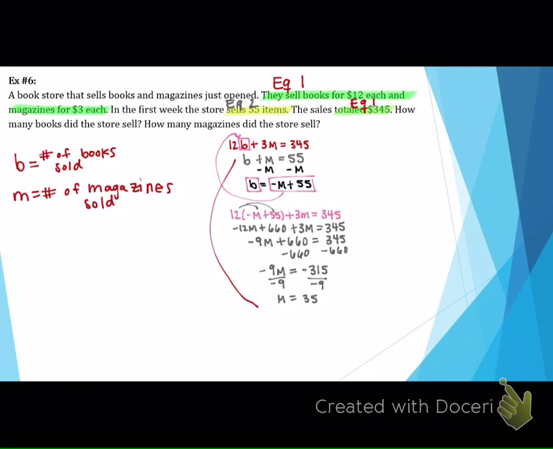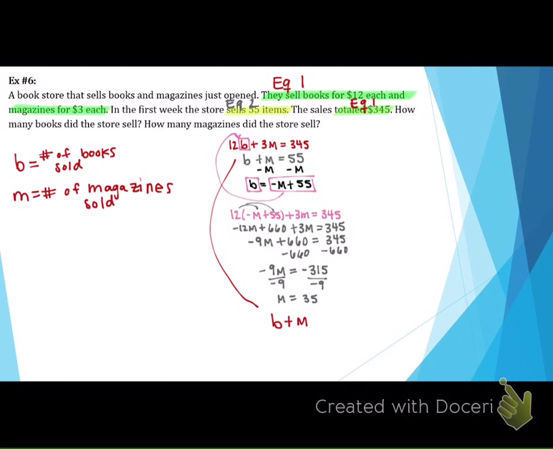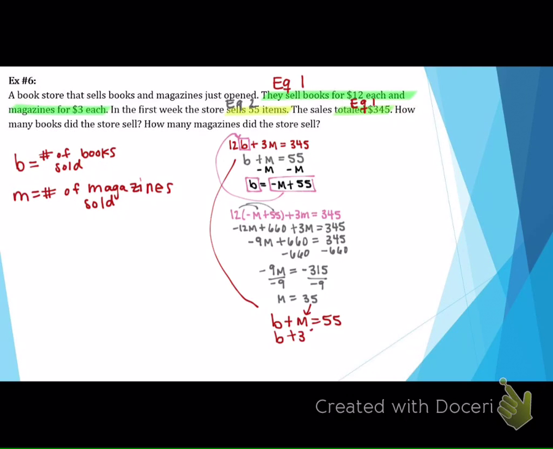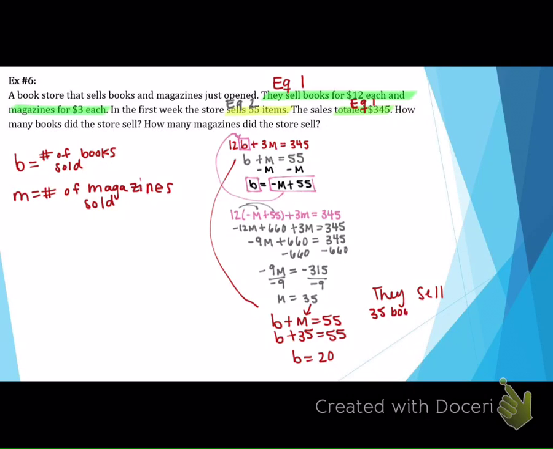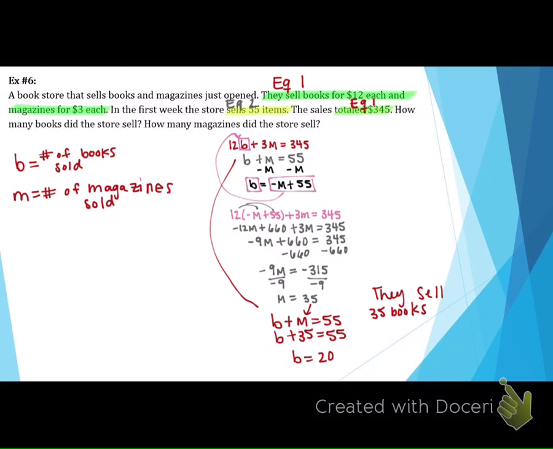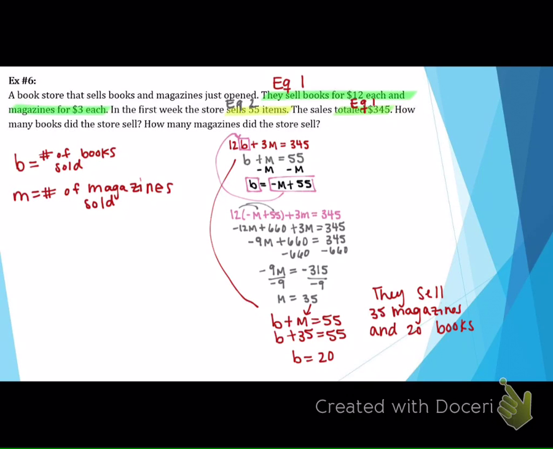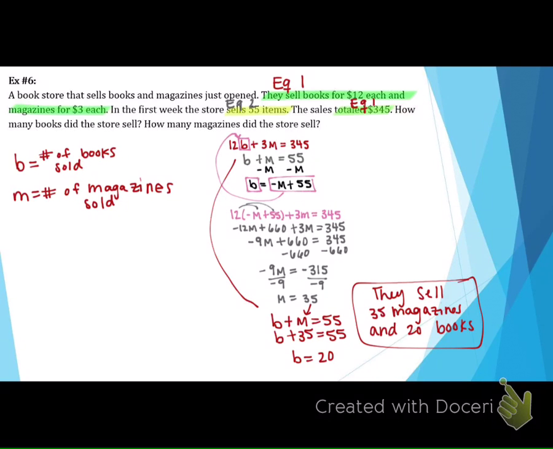So we have B plus M equals 55. M is the same thing as 35. So I get B equals 20. So they sell 35 books. Oh, sorry, 35 magazines and 20 books. All right, so again, word problems aren't the easiest because you have to come up with the equations on your own.